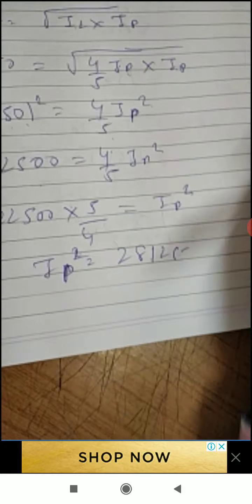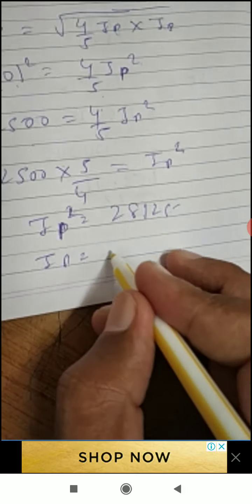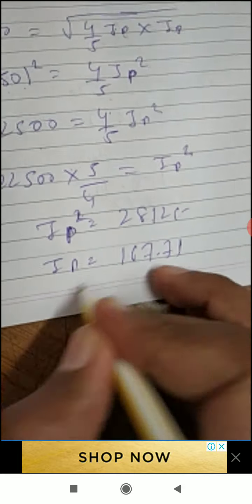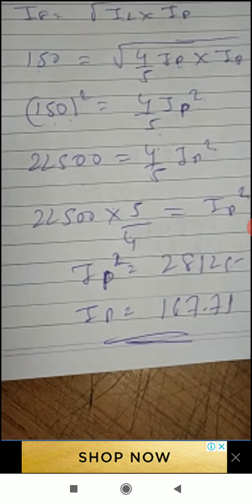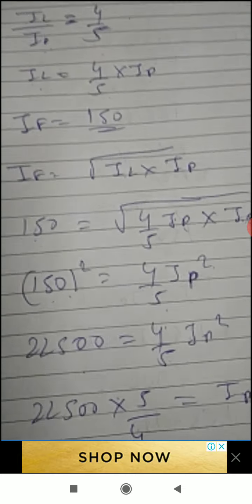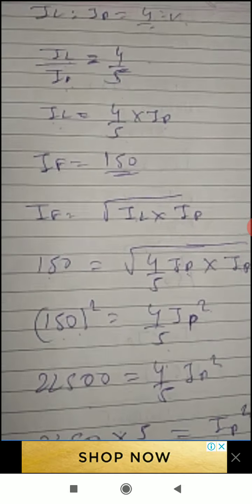Now find the root, and we will get the value of IP. So IP equals 167.71. Here the IP value is 167.71. So question number 14 is finished.